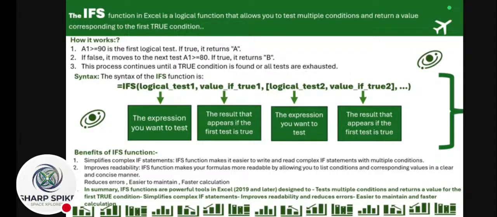Let's understand the syntax of this function. Equals to ifs logical test 1, comma value if true 1, comma logical test 2, comma value if true 2, and so on. Let's understand the logical test 1. What is logical test 1? The expression which you want to test. A value if true 1 is the result that appears if the first test is true, and so on.